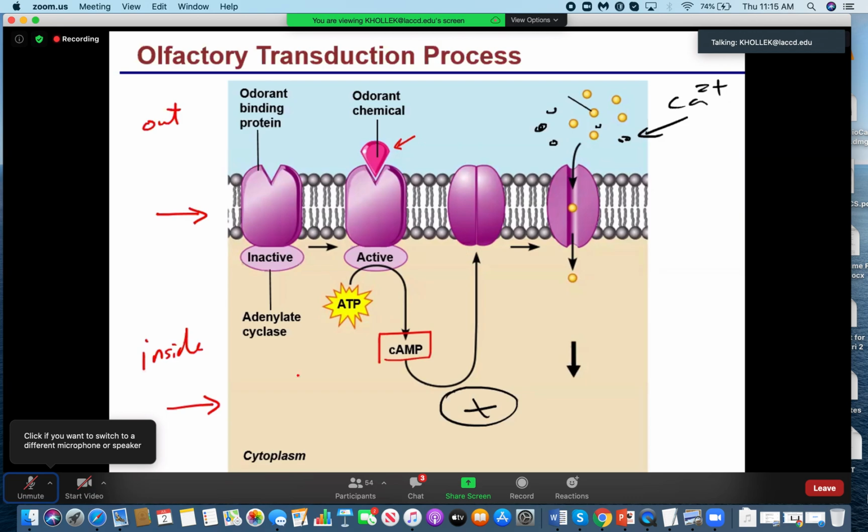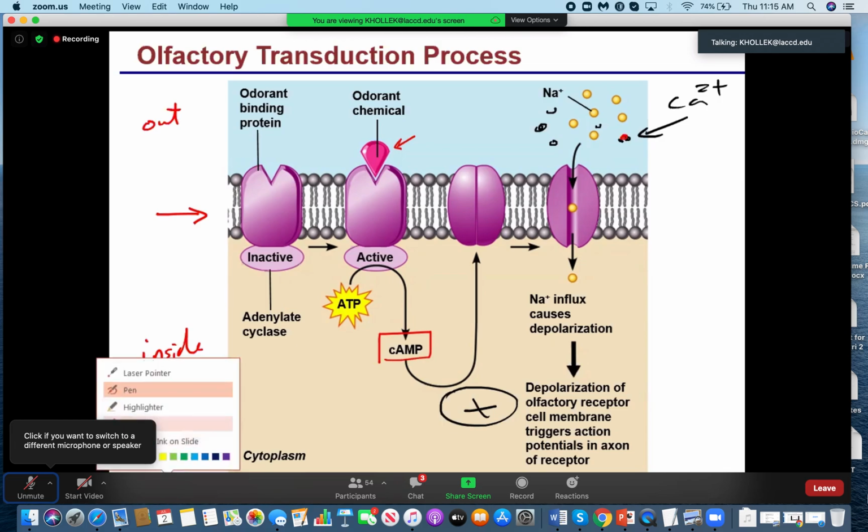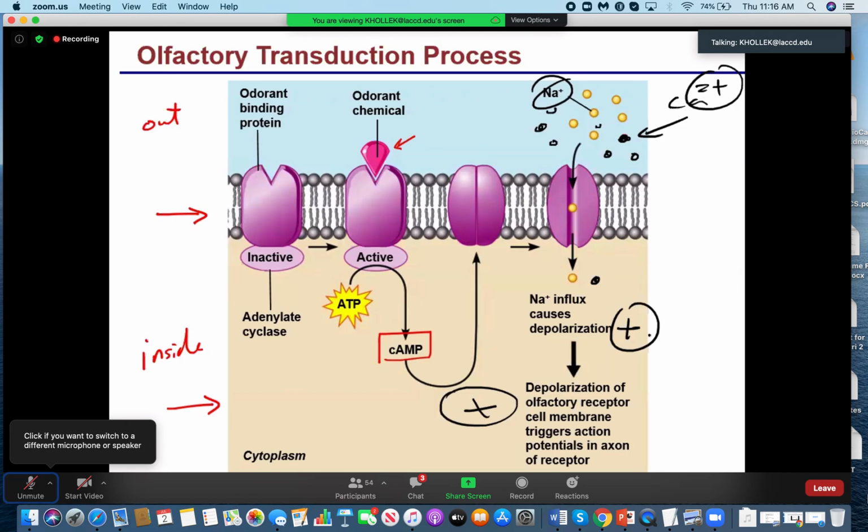In this case, cyclic AMP opens up the sodium and the calcium channels, as you can see in here. Sodium for the yellow ones, and the calcium we can put in red or in black, it doesn't matter really. But both of these can go in once the channels are open. And as they go in, these are positive ions, so they cause the depolarization and again trigger the action potential with propagation that we discussed.